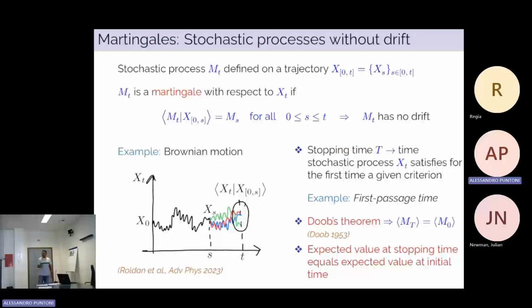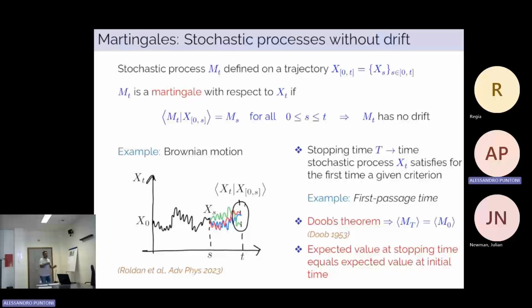So first of all, let me give you a definition of martingales. People are using martingales in finance and in mathematics a lot, but in physics maybe we are not, so we can exploit it a little bit more. So what is a martingale? You see, it is defined in terms of a conditional average. Let's say you consider any stochastic process M_t defined on another stochastic process X. So given the information of X from 0 to s, if I take an average of M, and if M satisfies this condition, this is a martingale.